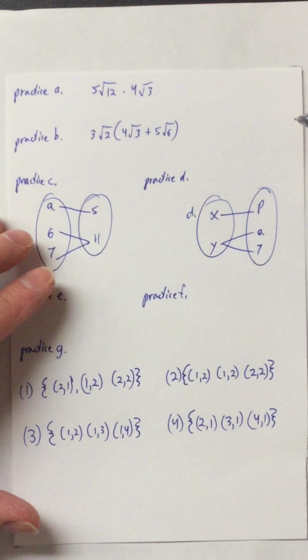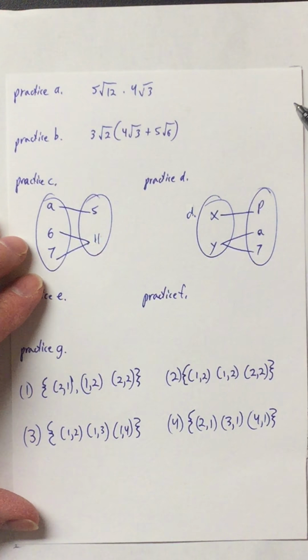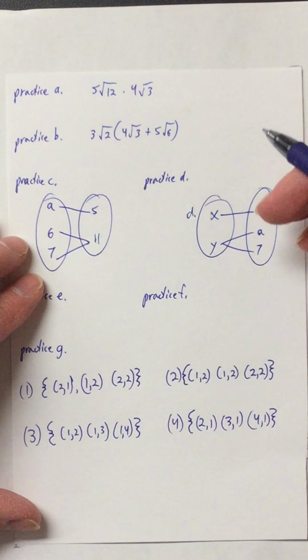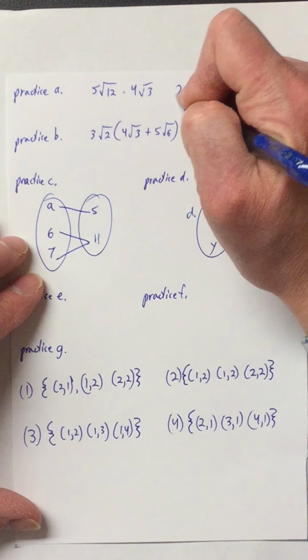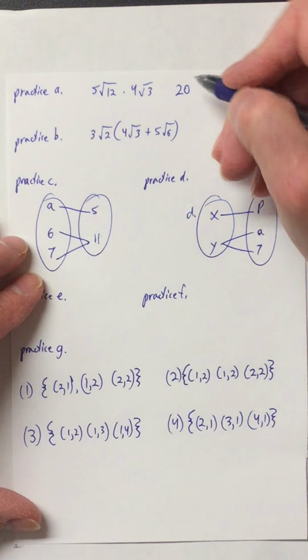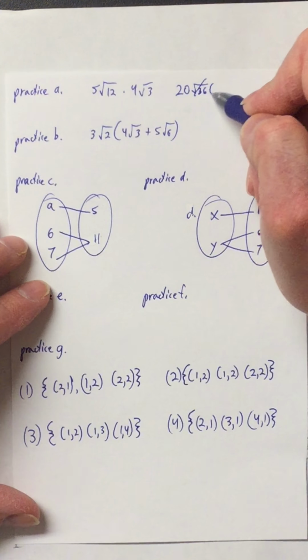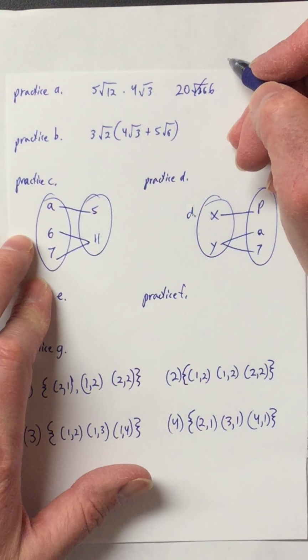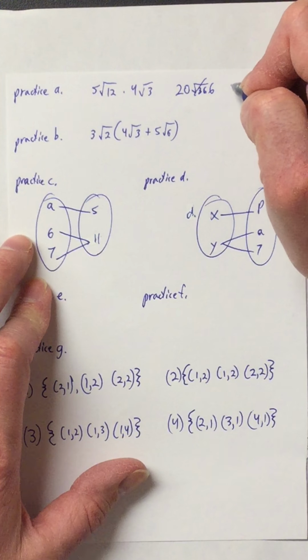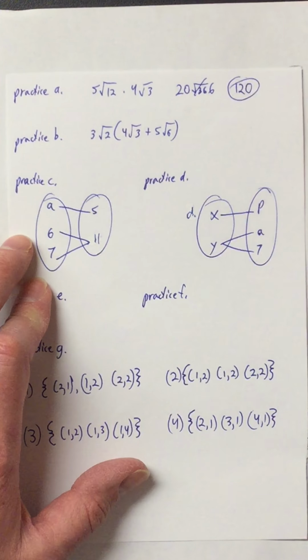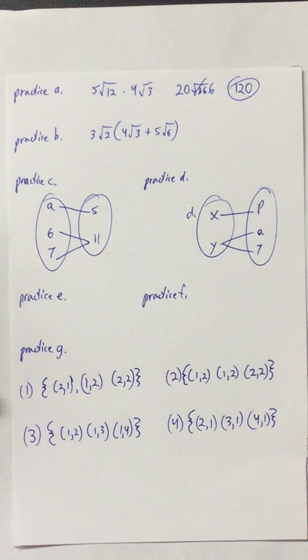All right, so practice A, once again, gives us our two terms there and has us multiply them. 4 times 5 gives me 20. 12 times 3 gives me 36. However, the square root of 36 is 6. So 6 times 20, I get an answer of 120 for practice problem A.